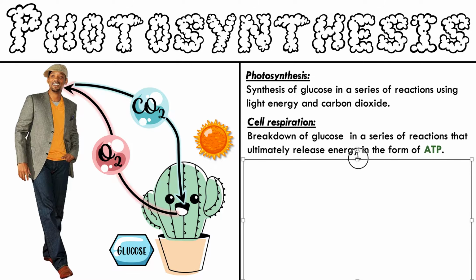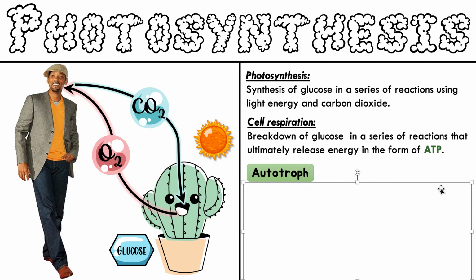Now you need to know two other words. One is autotroph. So an organism, like a plant, that can make their own food is called an autotroph, because auto means automatic and troph means feed. They can by themselves feed. They can feed by themselves. They make their own food.